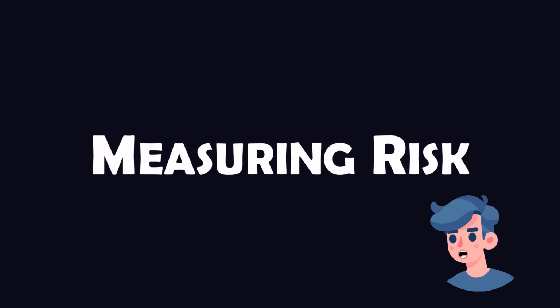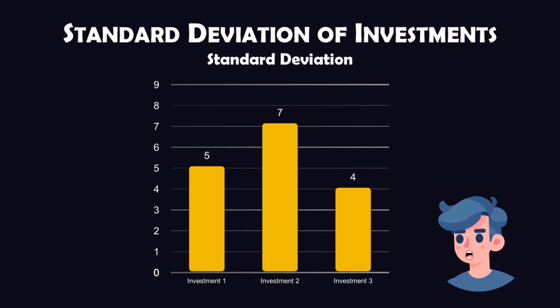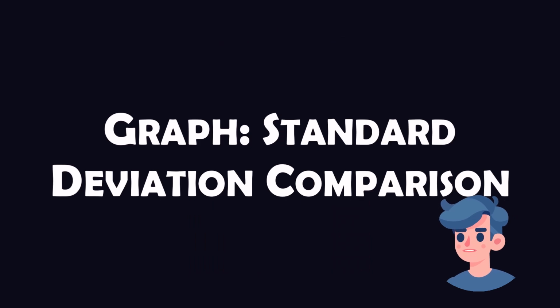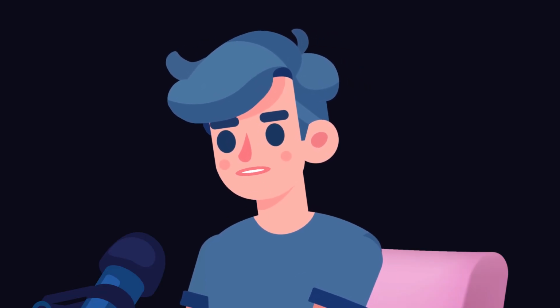Now that we know the types of risks, let's discuss how to measure risk. The most common metric is standard deviation, which measures the volatility of returns. Standard deviation can be calculated using the following formula. The standard deviation is the square root of the variance. To visualize this, here's a graph displaying the standard deviations of different investments. As you can see, investment 2 has the highest volatility.